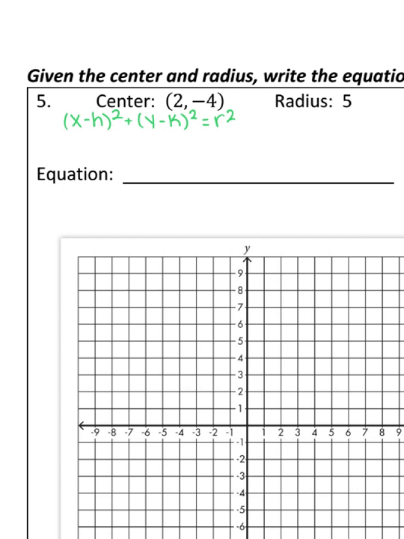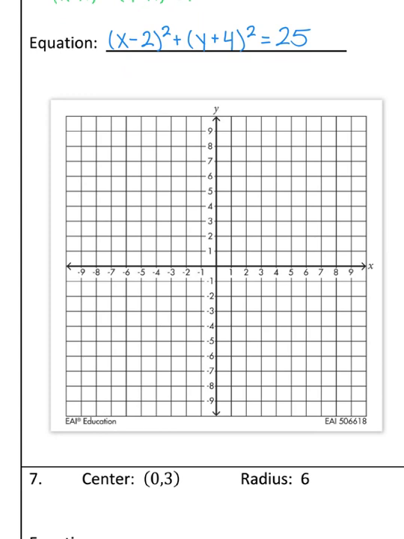So for our equation, we have x minus, well, our h is 2, so it's going to be (x minus 2) squared plus y minus, well, our k is -4, so y minus -4 ends up just becoming (y plus 4) squared equals, well, in our case, our radius is 5, so 5 squared is 25. And there you have it. We just wrote the equation for the circle. Now let's come over to our graph and graph this.